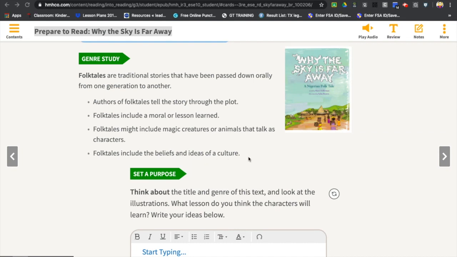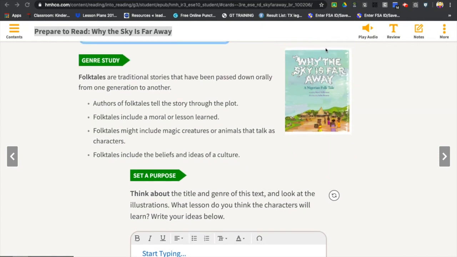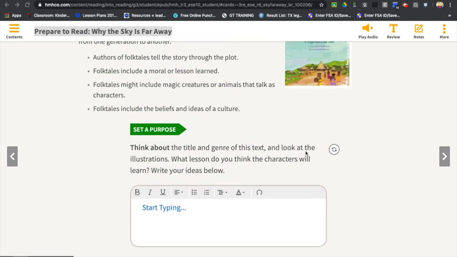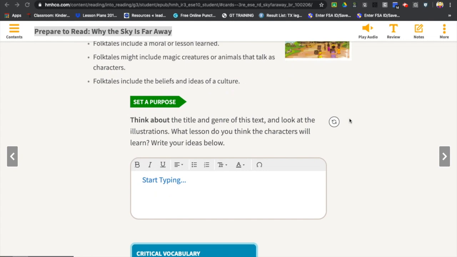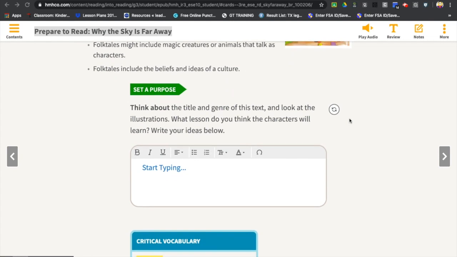In this case, this is going to be a Nigerian folktale. Here is the title of the folktale, the story of the week, Why the Sky Is Far Away, a Nigerian folktale. I want you to pay close attention to page 380, and you're going to see it there on 381. Look at the title, look at the picture, make a good observation, and then think about the title and the genre of this text, which is folktale, and look at the illustrations.